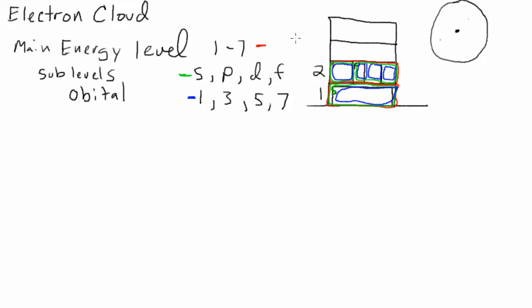Now, there's a pattern here. This is the first energy level. This is the second main energy level. This is the third main energy level. You'll notice the first main energy level had 1 sublevel, and the second main energy level had 2 sublevels. Can you guess how many sublevels there are on the third main energy level? If you guessed that there were 3, you would be correct. There's an S sublevel. There's a P sublevel on the third main energy level of the electron cloud. And then there's a D sublevel.